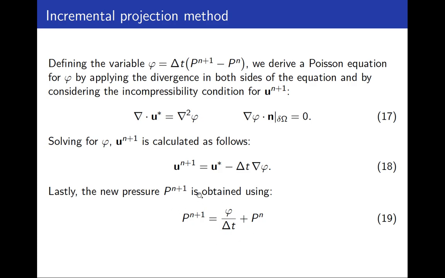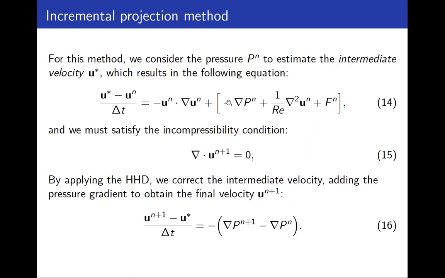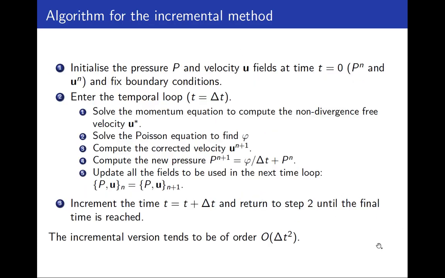So this is why this incremental projection method is also called the pressure correction method, because we now also have to estimate the new value of pressure by correcting the pressure. That means the value of phi that was calculated by solving the Poisson equation, now we need to add the pressure evaluated at the old state. So we have equation 19.